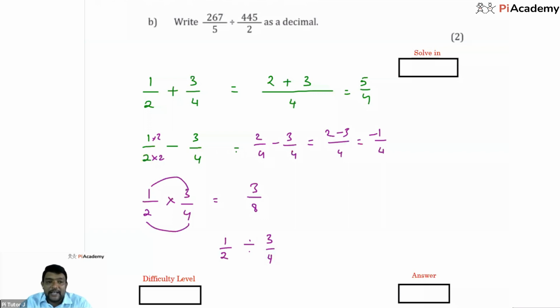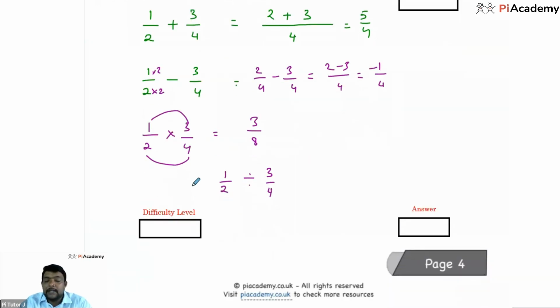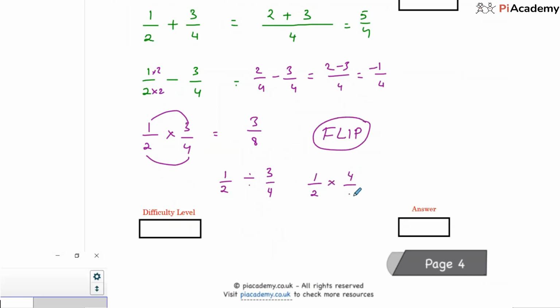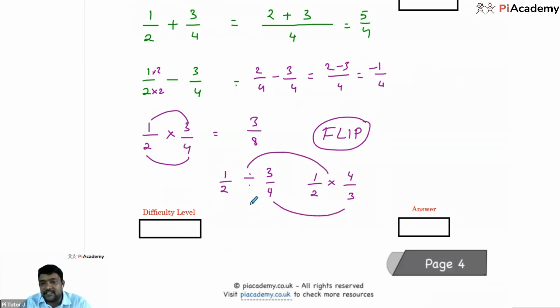And when it comes to division, for example, you have 1 over 2 divided by 3 over 4. You can convert division to multiplication by just flipping the second fraction. Just remember this: flip the second fraction. So you have 1 over 2 times 4 over 3. You converted the division to multiplication by flipping the second fraction.